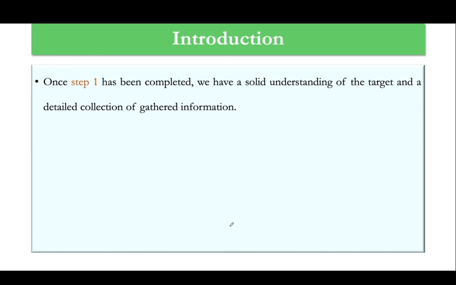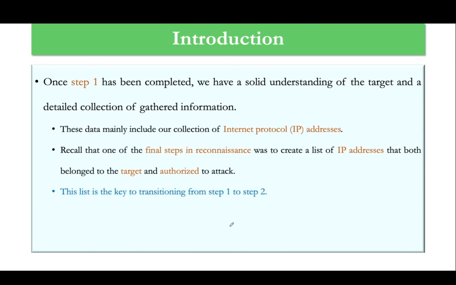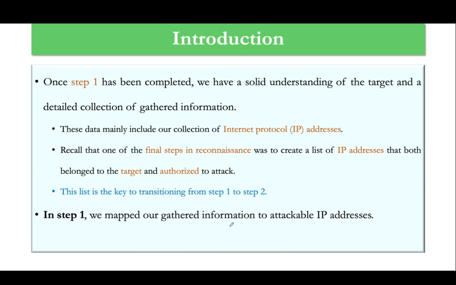One of the final steps in the reconnaissance was to create a list of IP addresses that both belong to the target and that we were authorized to attack. This list is the key to transitioning from your reconnaissance phase to your scanning phase. In the reconnaissance phase, we mapped our gathered information to the attackable IP addresses. In the scanning phase, we will map these IP addresses to check open ports and their related services, which we'll discuss.